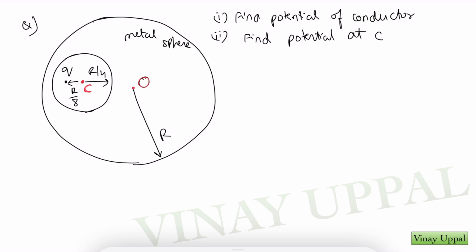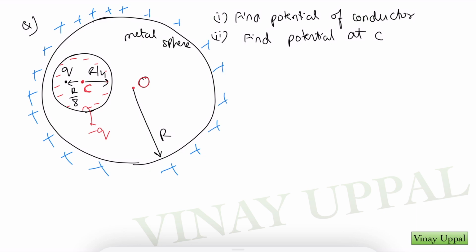So first, let's just distribute the charges. I'll have minus Q appearing on the inner surface, and because the metal is neutral, I have plus Q appearing on the outer surface, that will be uniformly distributed. So whenever you want to write the potential at any point in any question, you have to calculate the potential due to everything present in the question. So here that includes the outer surface, the inner surface, the point charge, or even if any external charges were present, even that should be included.